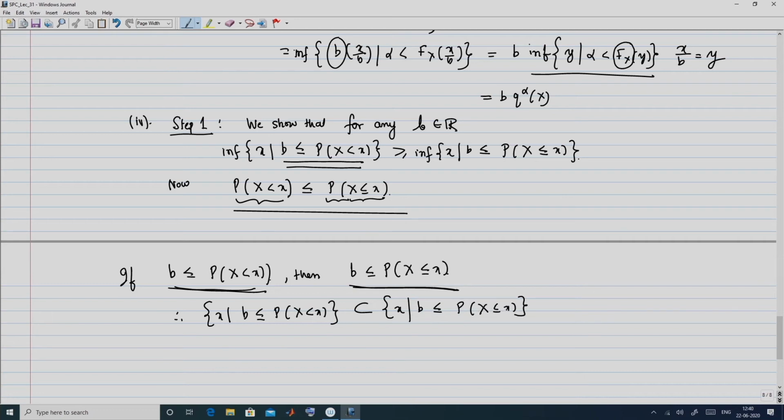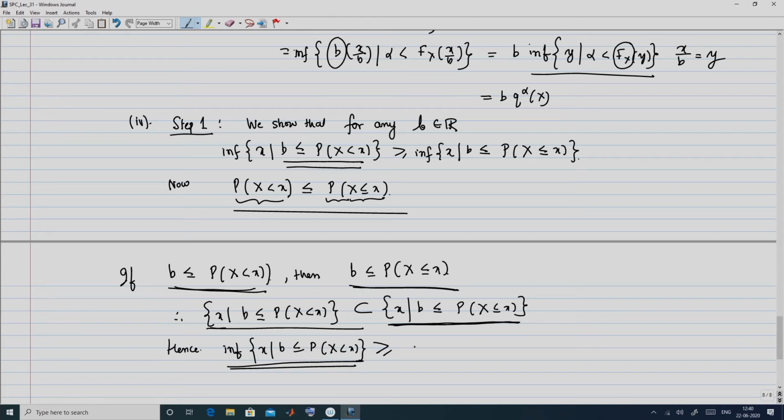And hence, if I take the infimum, obviously this right hand side contains more values of x. So, it is likely that the infimum of this might be a value of x that is not contained here. So, accordingly the infimum of x such that b is less than or equal to probability of X strictly less than x might be smaller. So, this is going to be greater than. This is pretty much on the same lines as the proof for part 1. So, this infimum is going to be greater than or equal to the infimum of x such that b is less than or equal to probability of X less than or equal to x.